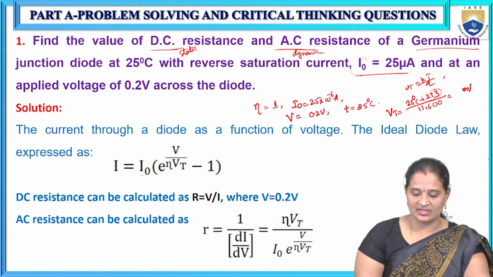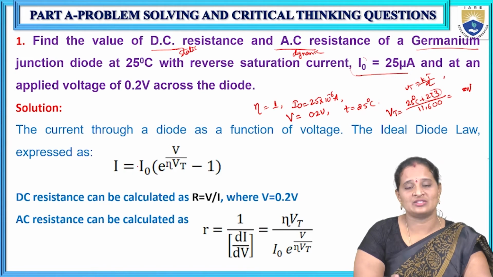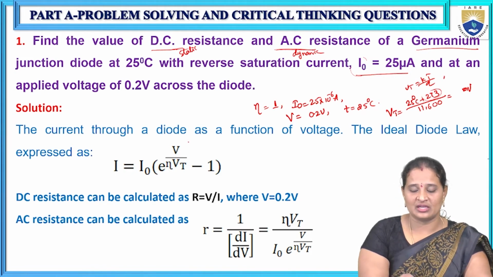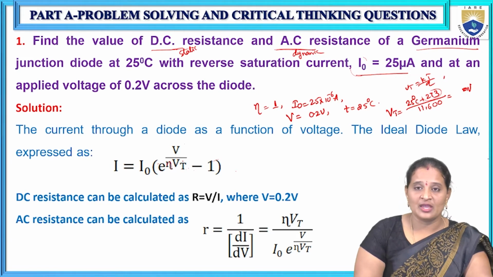And we know the current flowing through the PN junction diode, either in forward biased or reverse biased, can be represented mathematically as I is equal to I0 into (e power V by eta VT minus 1), where eta is 1 for germanium and 2 for silicon diodes, and VT is the volt equivalent of temperature. So this is the equation.